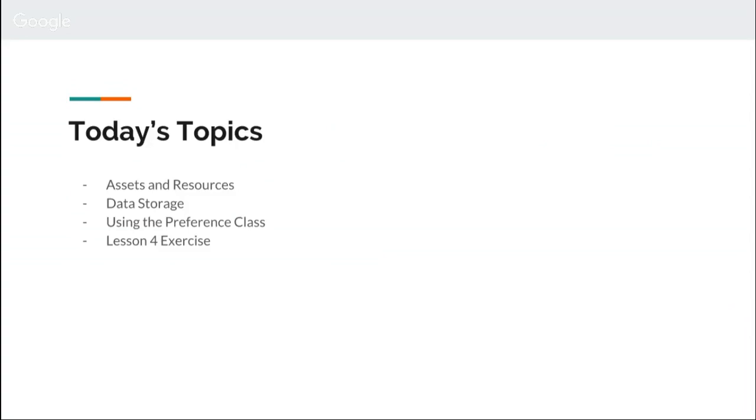There'll be assets and resources, because there are actually two different things, right? The ways of storing data, and then a little example of how to actually use the preferences. I'll leave the example application in the description later. And then how to work the exercise, right? So let's begin with the presentation.